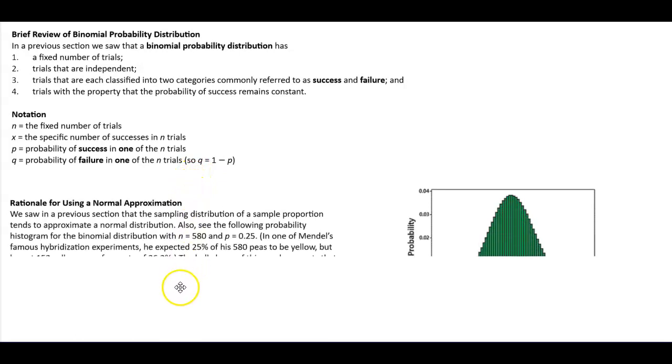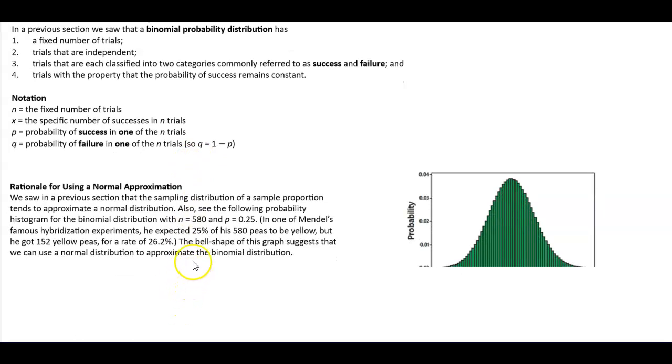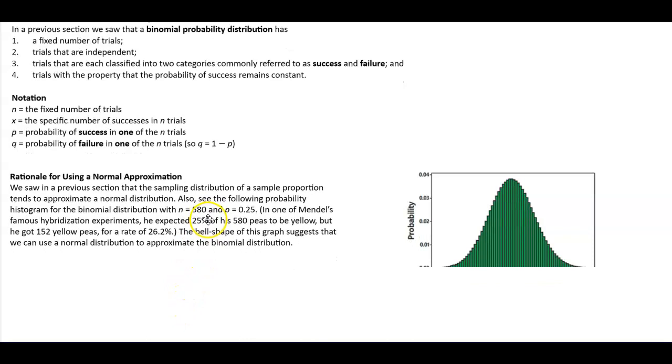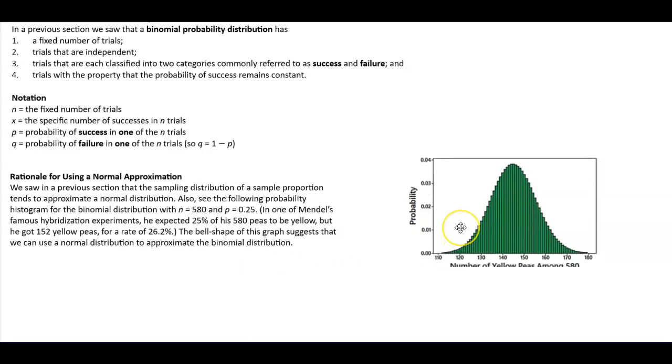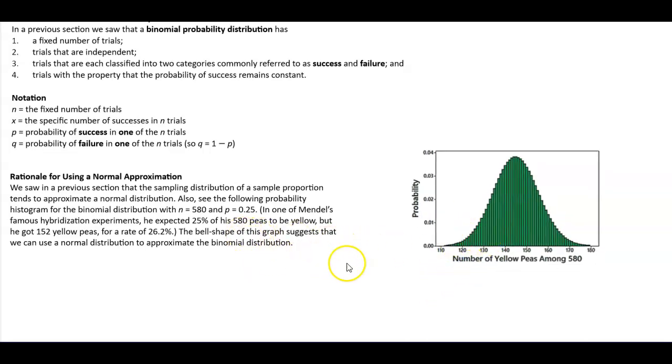And then the rationale for using a normal approximation. Now, we saw in a previous section that the sampling distribution of a sample proportion tends to approximate a normal distribution. Also see the following probability histogram over here to the right for the binomial distribution for when n is equal to 50 and the probability is equal to 0.25.